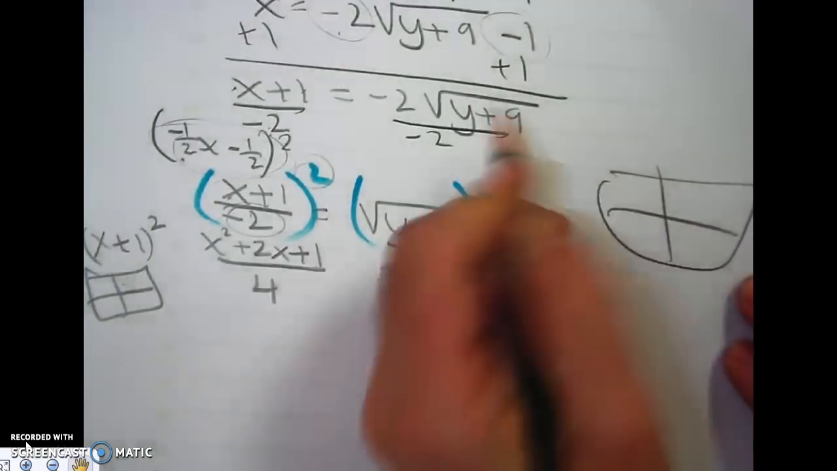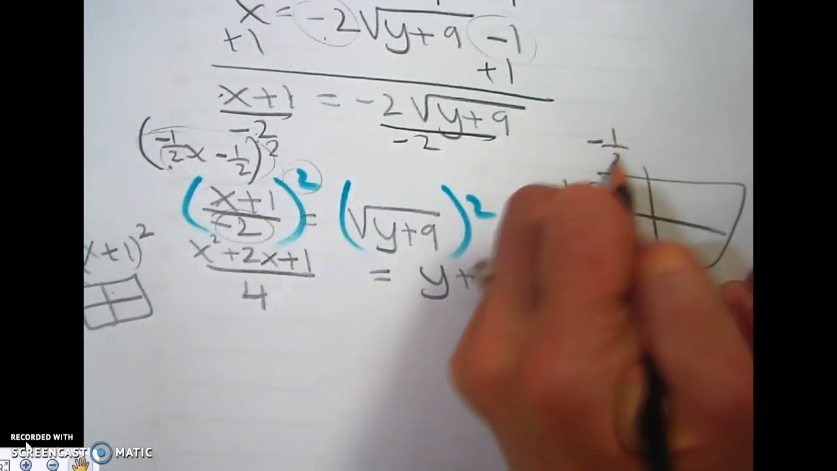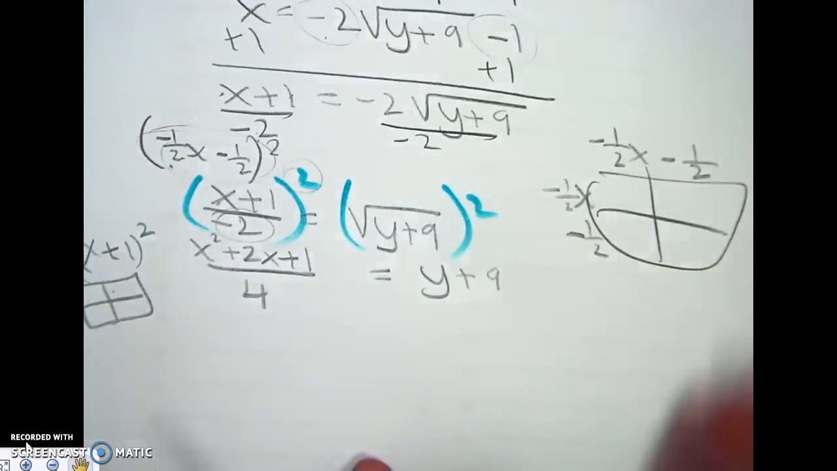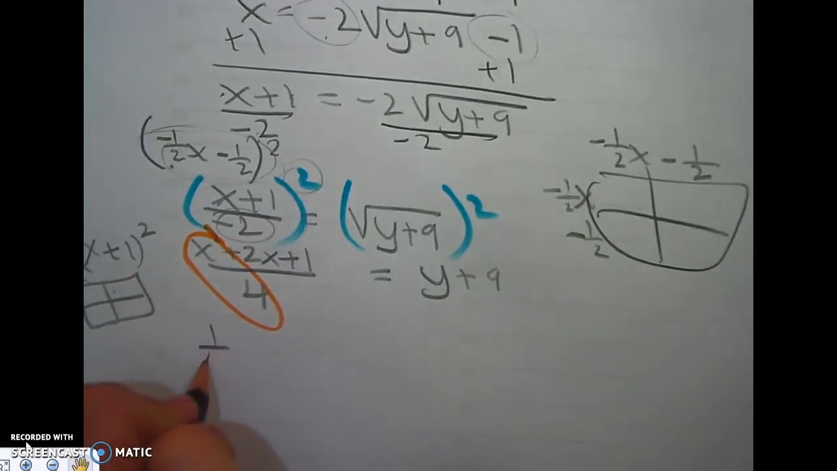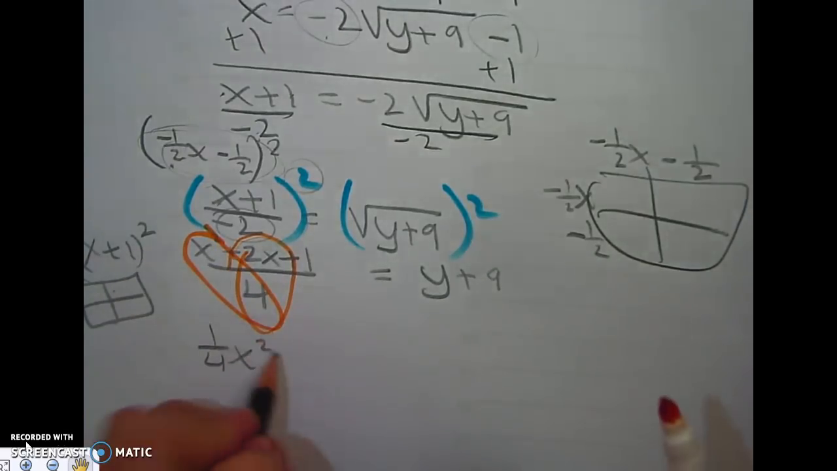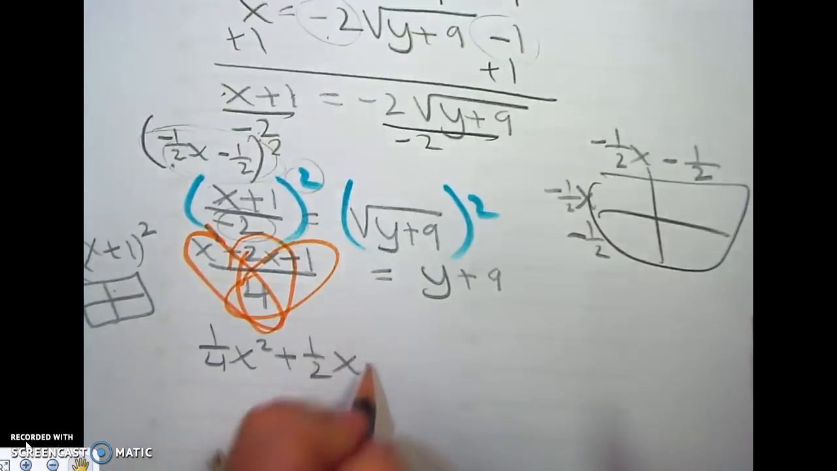If I was going to box out, I could go negative 1/2 x minus 1/2, negative 1/2 x minus 1/2, and then I'll show you how it's equivalent over here. Now I feel like I want to divide. 1/4 x squared. 2 over 4 is the same as 1/2, and then 1 over 4 is 1/4.